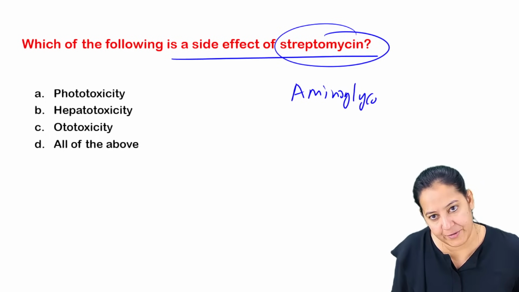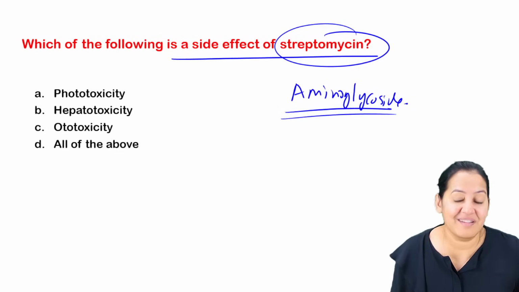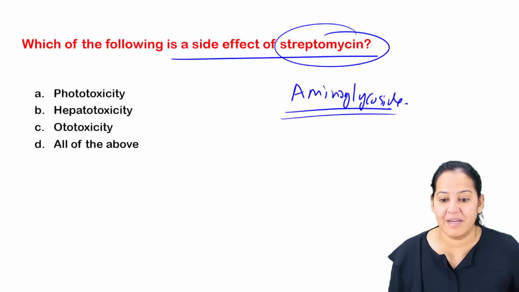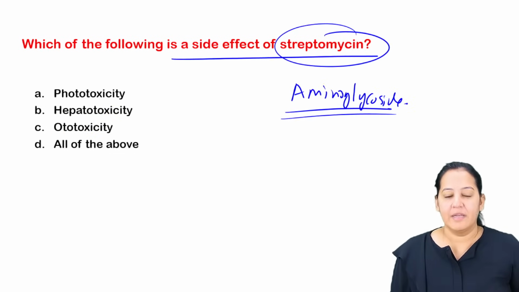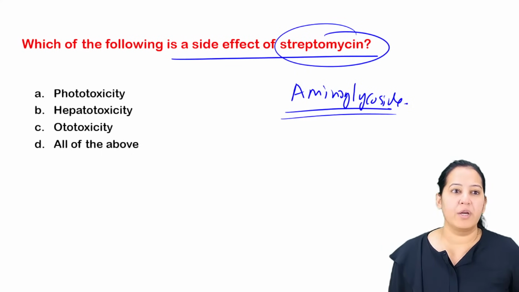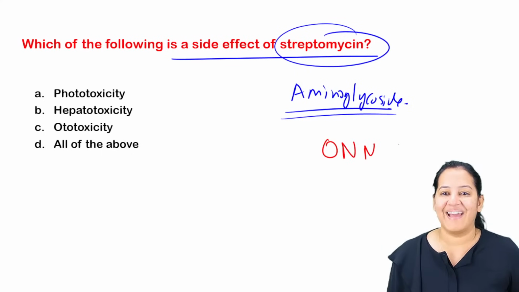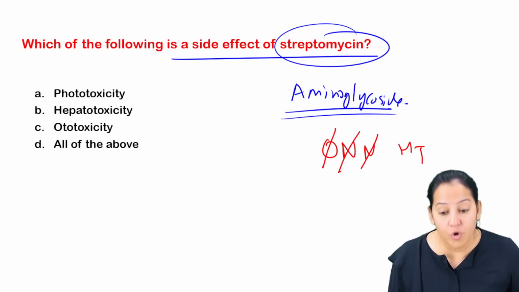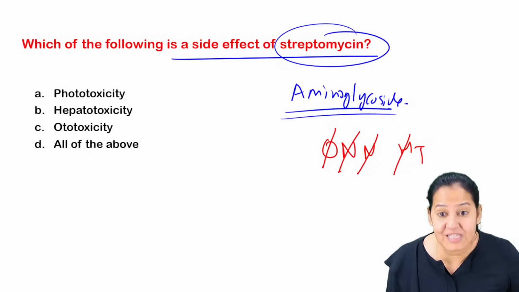It's an aminoglycoside, right? So what were the side effects of aminoglycoside? I told you, what was the mnemonic? The mnemonic I told you, aminoglycoside is on HT, right? So it is ototoxicity, nephrotoxicity, neuromuscular blockage, hypersensitivity, and teratogenic.